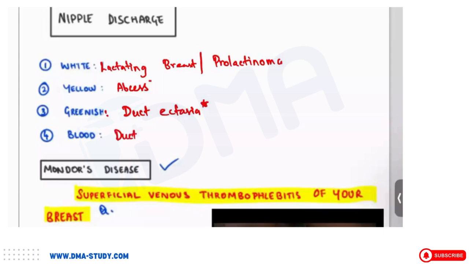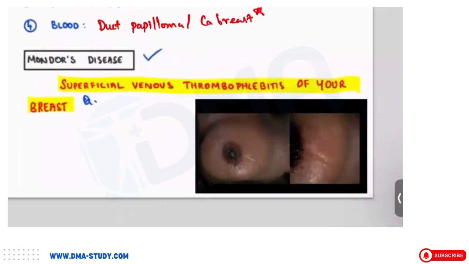Bloody discharge: cancer breast or duct papilloma. Duct papilloma or cancer breast. Very important MCQ. Okay, and then you have the superficial venous thrombophlebitis.